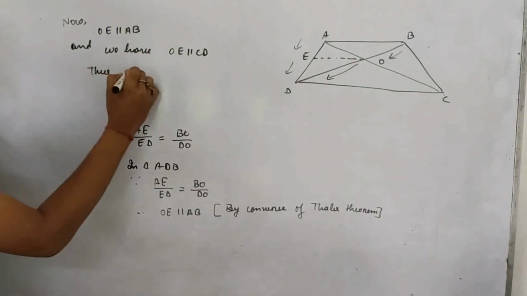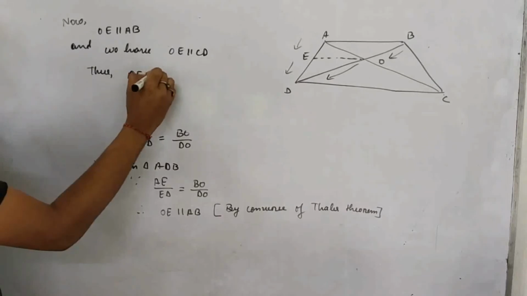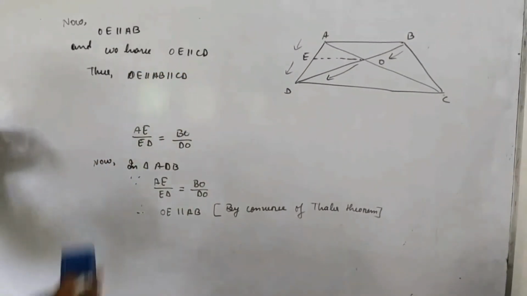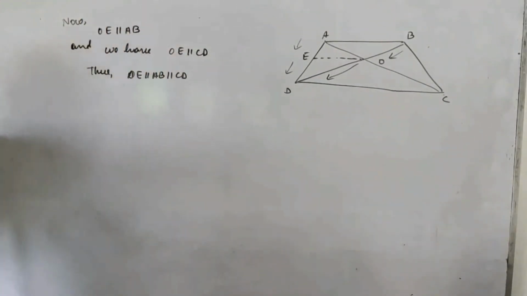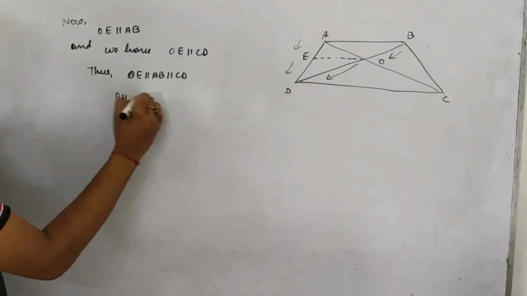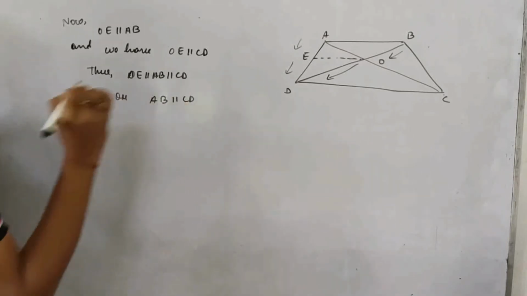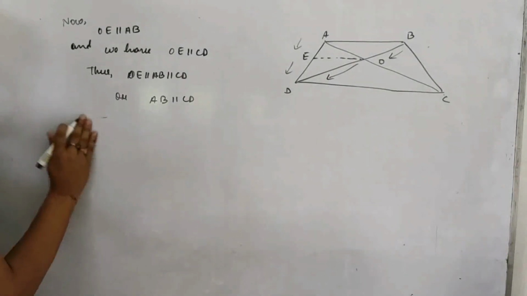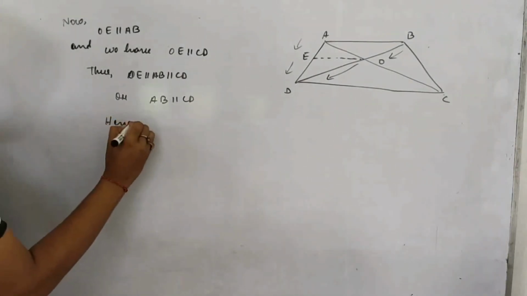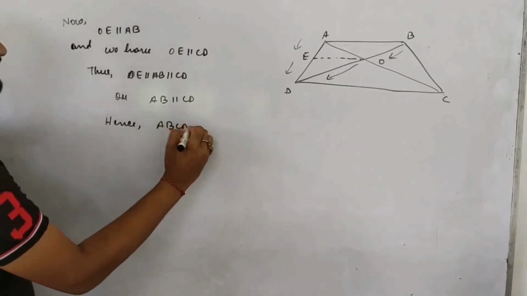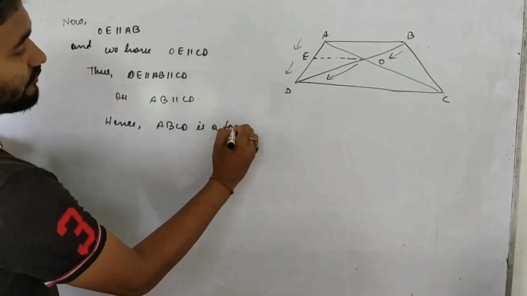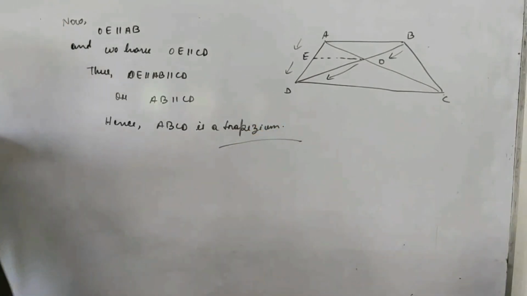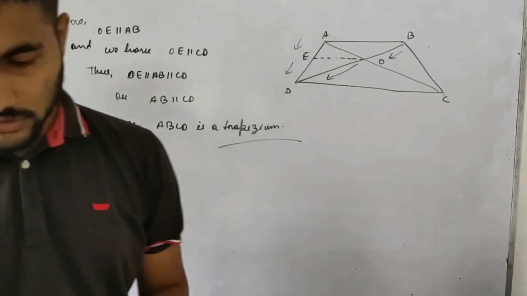Thus, OE is parallel to AB is parallel to CD, or we can say that AB is parallel to CD. And if AB is parallel to CD, we can say therefore, or hence, ABCD is a trapezium. So finish this exercise. 6.2 is also completed.